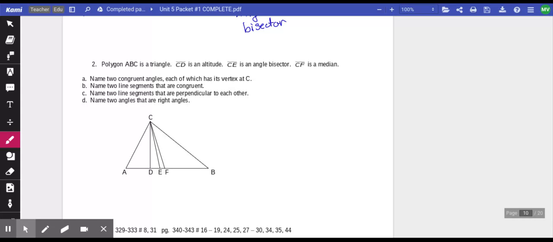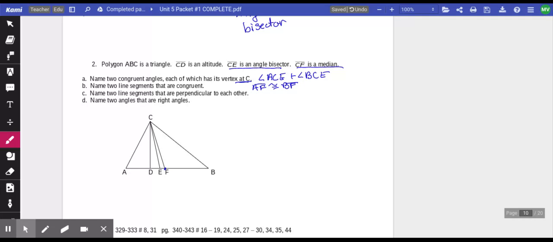So letter A, we're looking for two congruent angles with a vertex at C. Well, we know CE is the angle bisector. Therefore, those angles would be angle ACE and angle BCE. Two line segments that are congruent. So we know that CF is the median, and the median bisects the side opposite. Therefore, I know AF is congruent to BF.